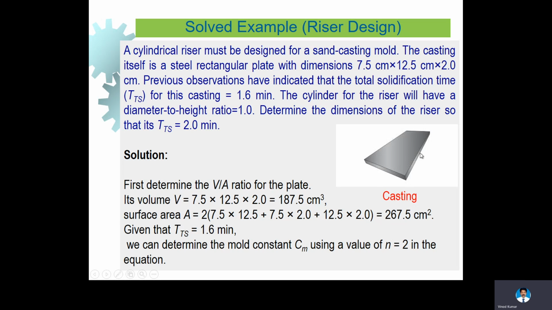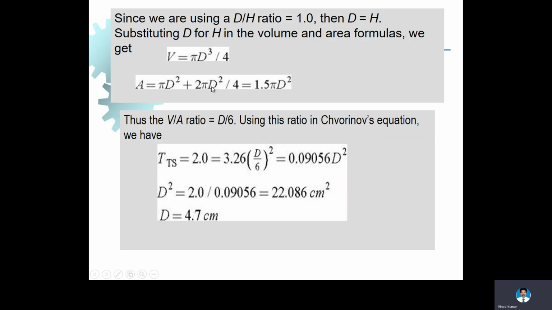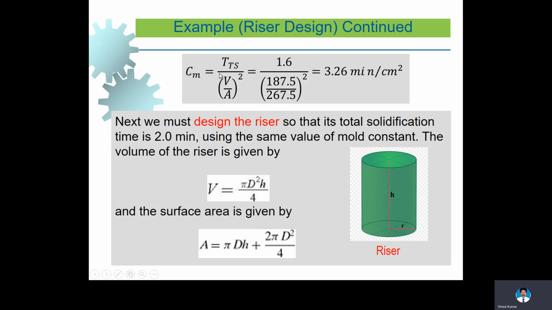So 2 ends in here, 2 ends on the opposite sides. Hence, we have 6 surfaces. We get the total surface area, and n is already 2. Using this, we calculate the mold constant Cm of the casting. The mold constant is the same for the casting as well as for the riser. So we get the mold constant using Chvorinov's equation.